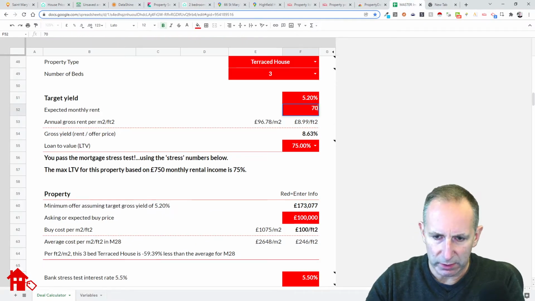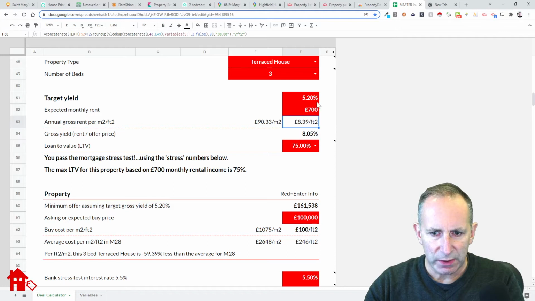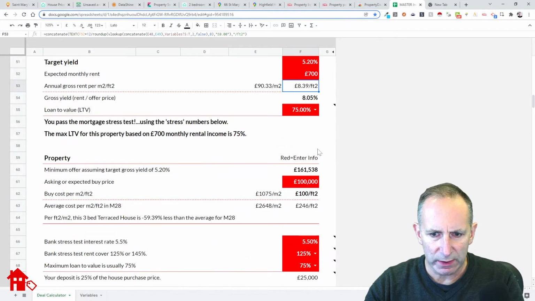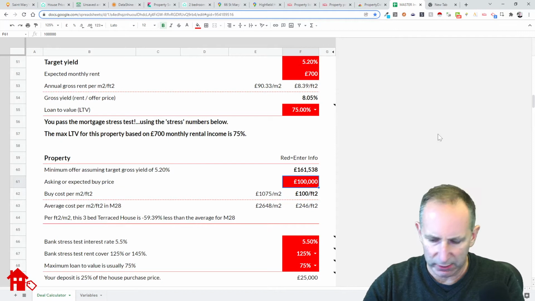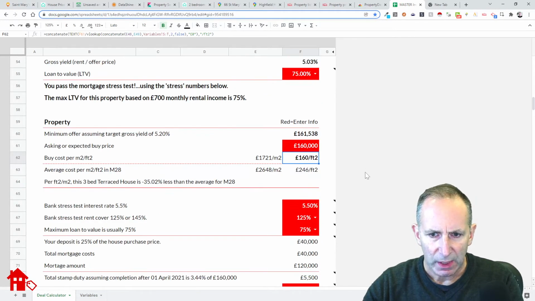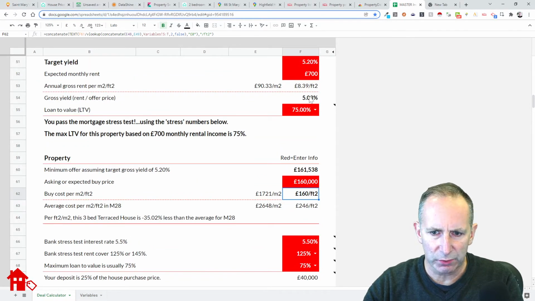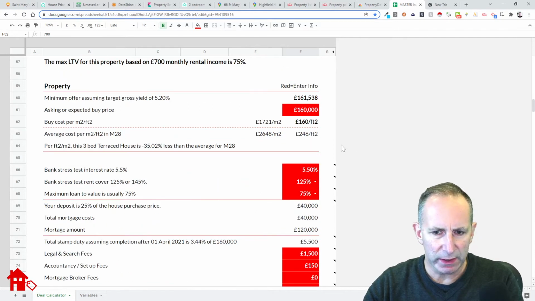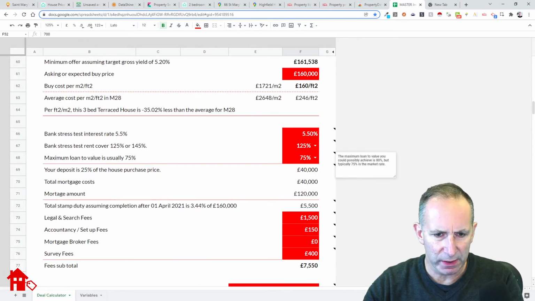Okay, so that gives us some information so far. Now we need to put in the price, and they're asking for 160,000. So let's put that number in. This gives us a gross rental yield of 5.03. Immediately that's not so good. It's very close to the wire. So, okay, fine. I think the yield is a little low for me on this one based on these calculations. But anyway, let's carry on.